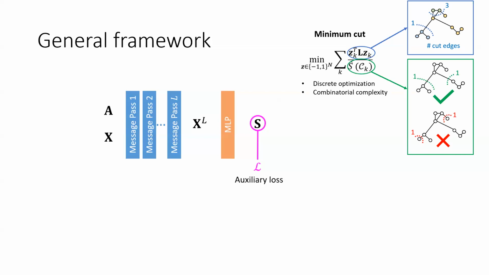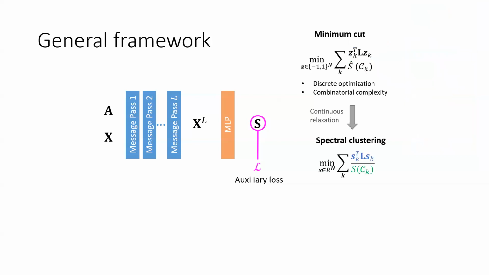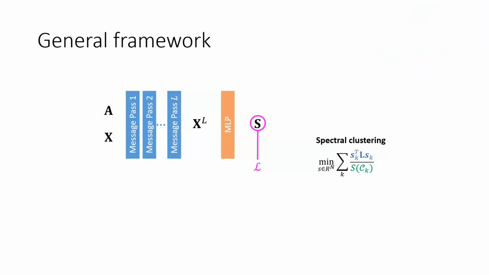So we have all that we need to generate a good partition, but the problem is that this is a discrete optimization problem, and finding a solution for this has a combinatorial complexity. The common way of addressing this issue is to apply a continuous relaxation and recast the discrete optimization problem into a continuous optimization problem. In particular, spectral clustering changes the problem in this way. The cluster assignments to be optimized are no longer discrete, but they are real valued vectors in R^n.